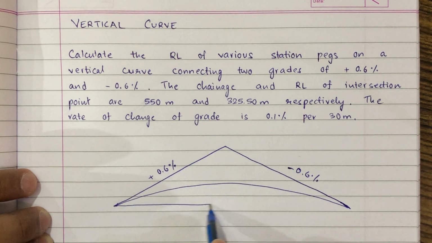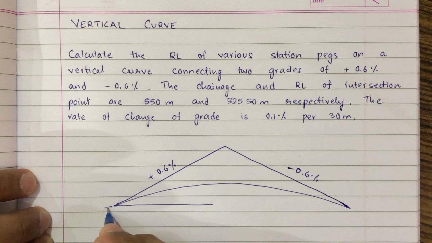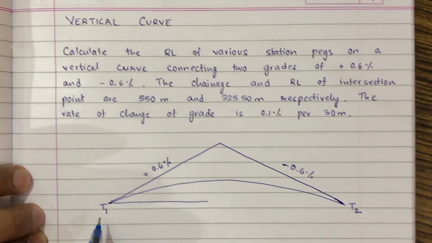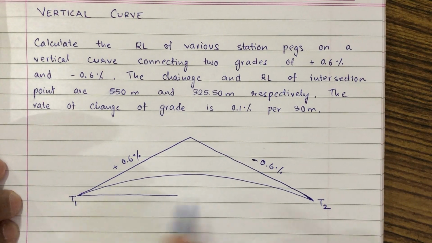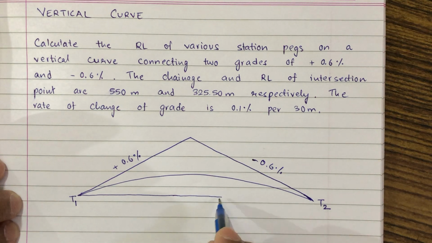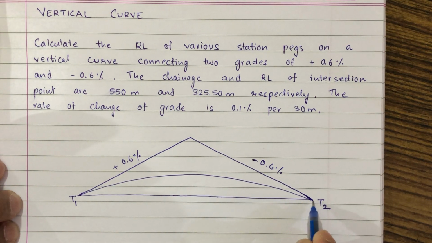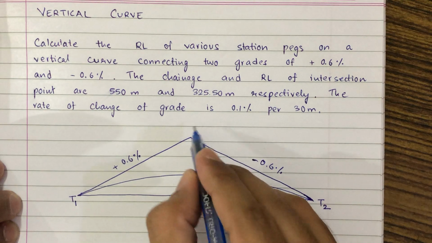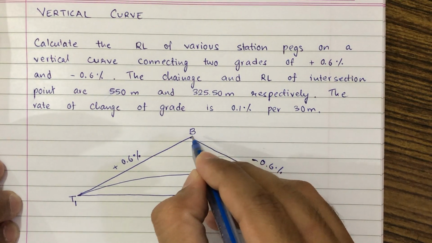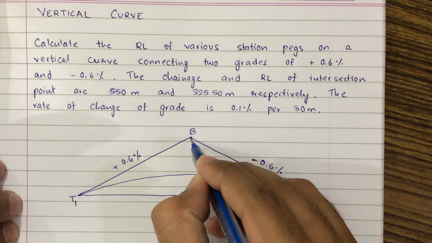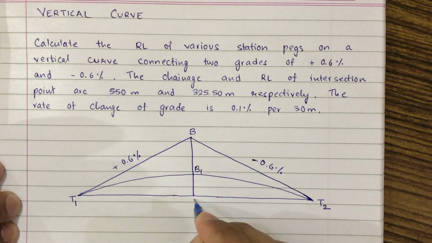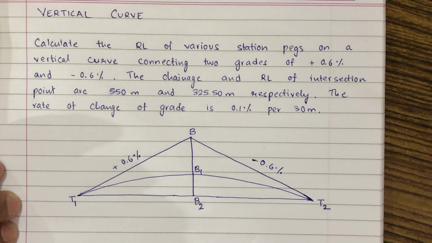Let us join these 2 points. Suppose this point is T1 and this point is T2. T1 is the start of the curve and T2 is the end of the curve. Let us join T1 and T2. And also suppose this is the apex point, called B. Let us join this. So this point will be B1 and this point will be B2.